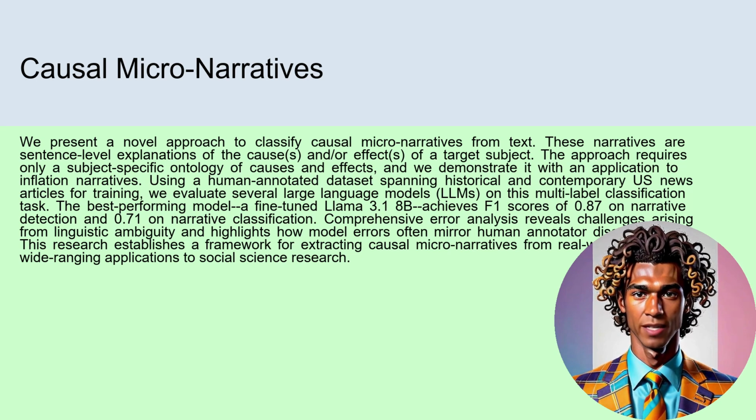The researchers created a method to automatically extract these narratives from text using large language models. They tested their approach on a dataset of US news articles about inflation. Their best model could accurately identify these narratives with an F-score of 0.87 and categorize them with an F-score of 0.71. The research highlights challenges related to linguistic ambiguity, and it's interesting to see how the model's errors sometimes reflect human disagreements about what constitutes a causal narrative.